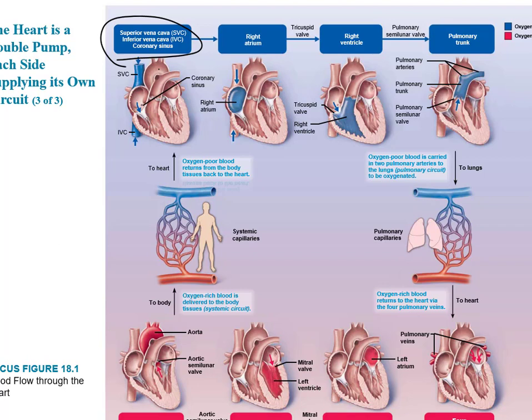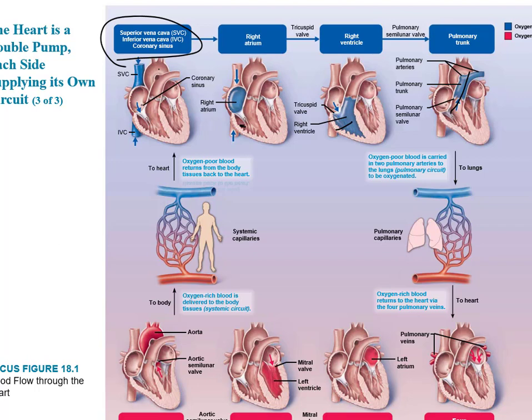The blood accumulates in the right atrium. As the pressure increases, the tricuspid valve opens. That's what you're seeing over here. The tricuspid valve opens as the pressure increases and fills the right ventricle. The right ventricle now starts pumping, pushing the blood up into the pulmonary trunk, which then divides into two pulmonary arteries.